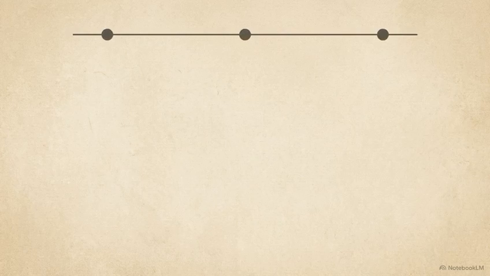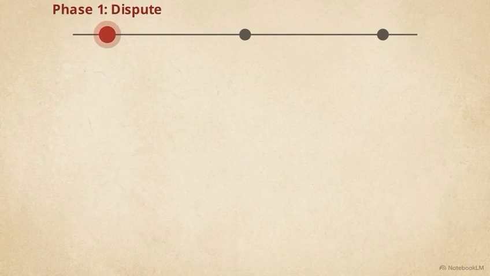We start our timeline here at Phase 1, the dispute. This is the exact moment an obligation is broken and the legal conflict begins. This brings us to our first foundational terms, contract and breach of contract.